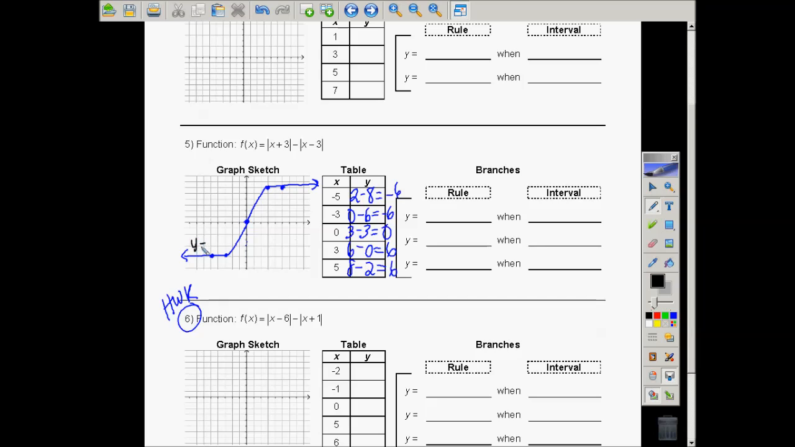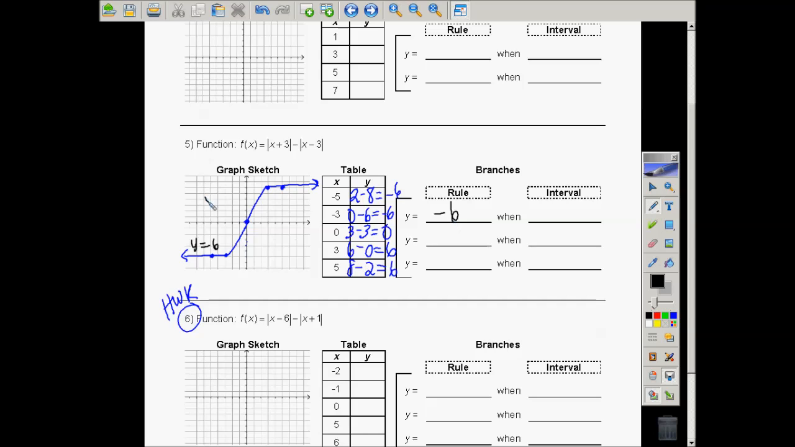What is y equal? Y equals negative 6. Hey, you left your binder. What is this y equal? What do I have to find? I need to find my slope, and then find my y-intercept.